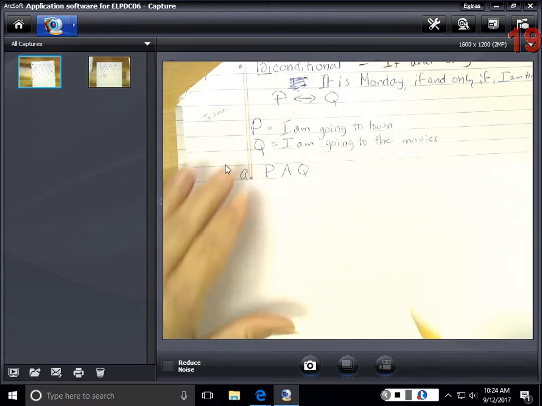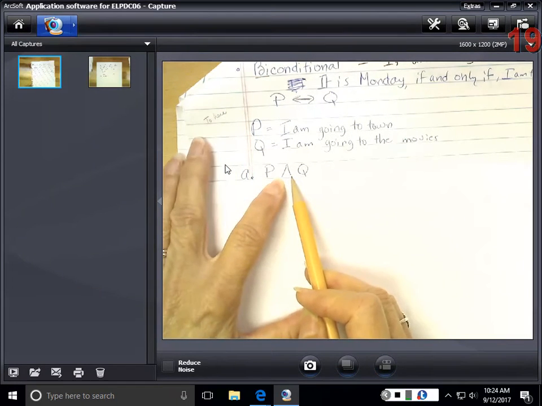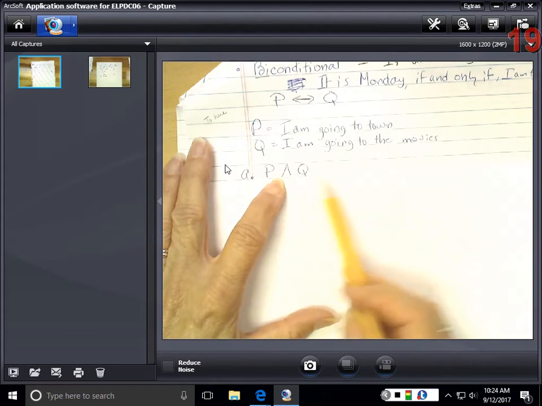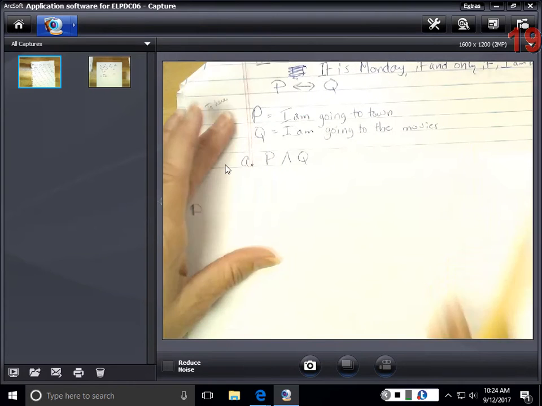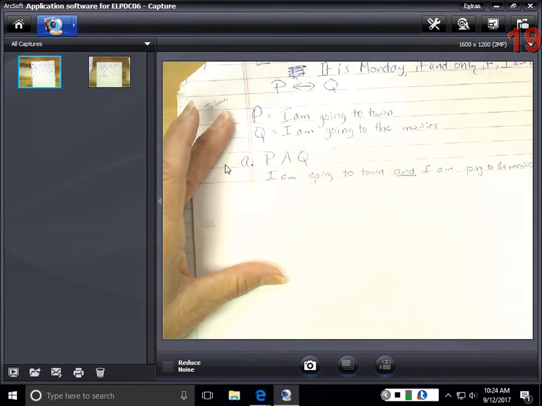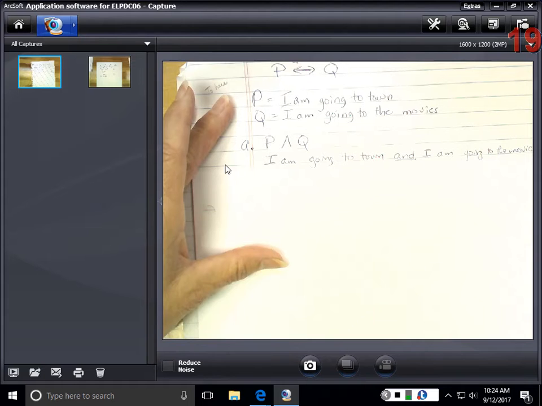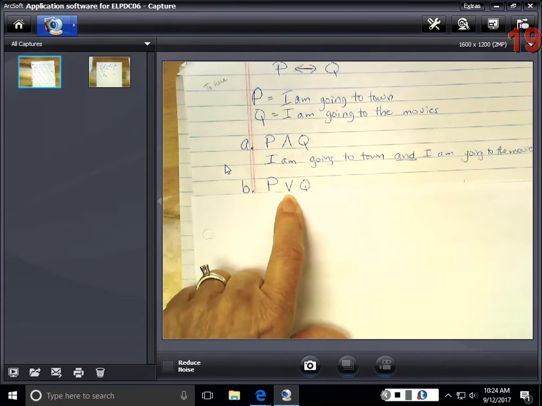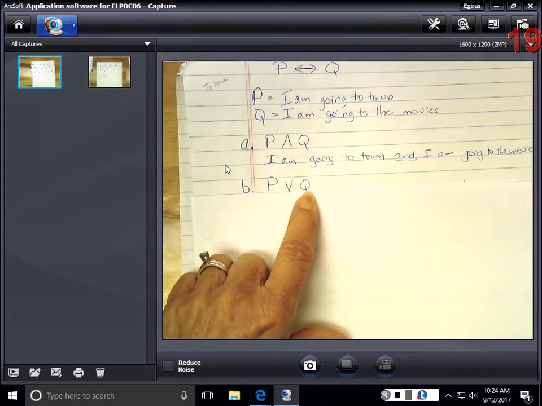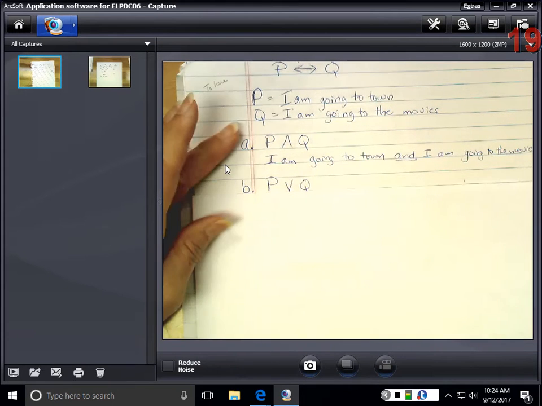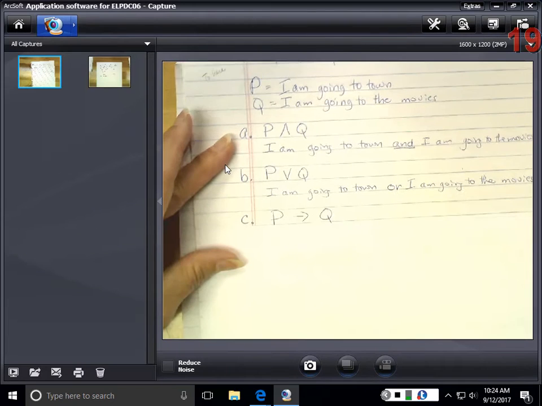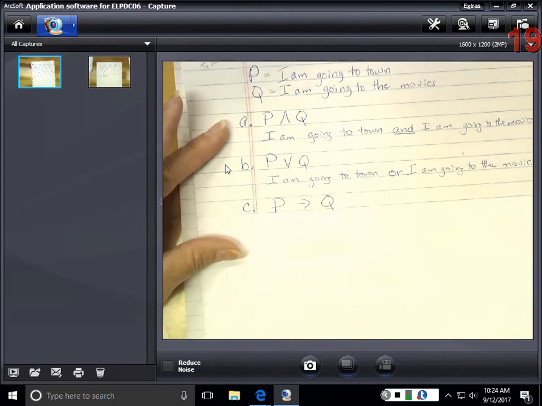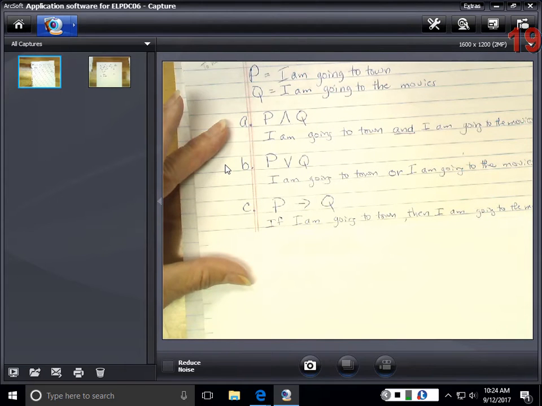Now, what does that symbol mean? And. So if I write this out, I am going to town and I am going to the movies. Now the next part, P or Q: I am going to town or I'm going to the movies. Good. This one, if-then: if I am going to town, then I am going to the movies.